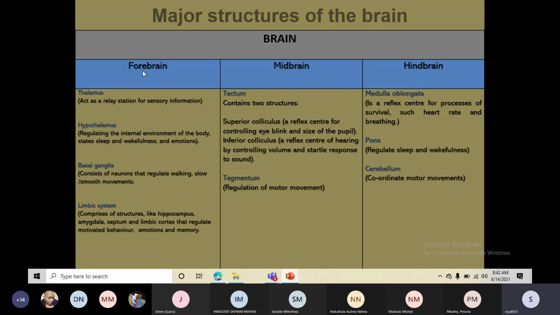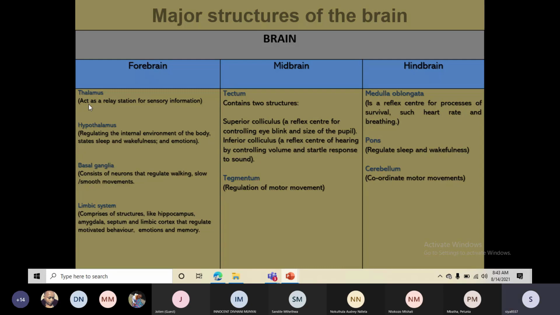So forebrain consists of 4 structures. That is thalamus, hypothalamus, basal ganglia, as well as limbic system. You can also hear the corpus callosum. That's the forebrain. What are the functions of the thalamus? Now that you know the structures of the brain, you need to know the function. Number 1, the thalamus. All this information, I've taken it from your textbook and study guides. It's just that here I've given you a summary.